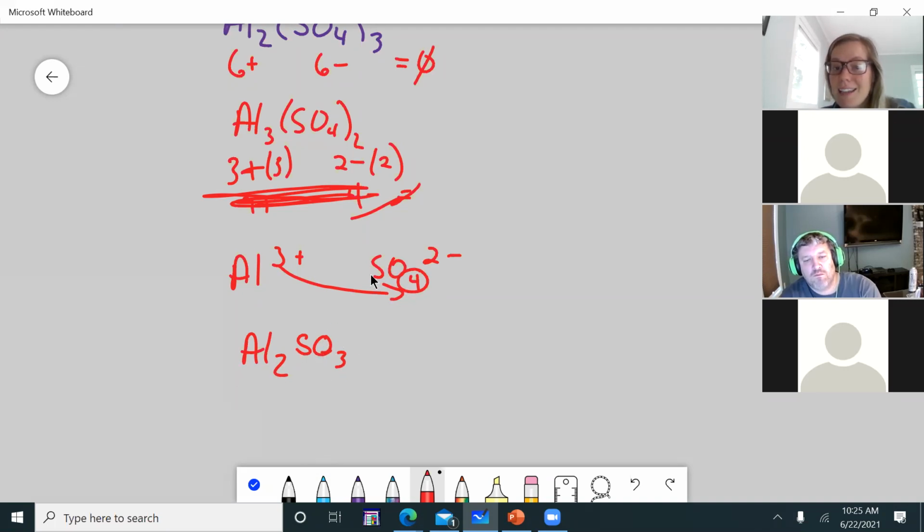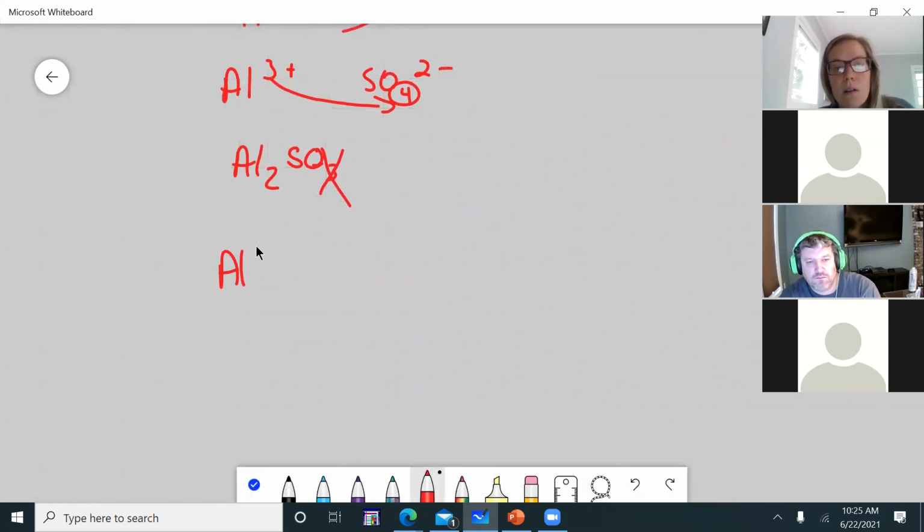This is not the same thing as this. Remember when I told you guys don't change subscripts? Subscripts are the defining quality of the material. If it's sulfate, it better be SO4. SO3 is another polyatomic ion that's called sulfite. It has totally different properties than sulfate. We do not want to do that, okay? We don't like that.